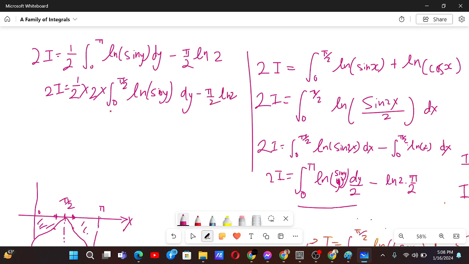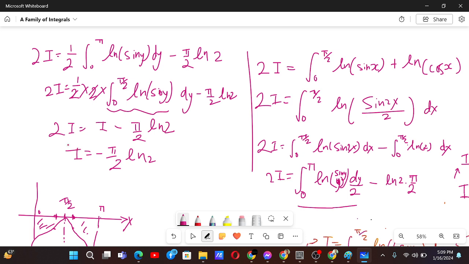Now this integral is just I, as you can see here. This is because this one and the other one, the ln cos y, were assumed as I. So 2I equals, the 2 cancels out, I minus pi by 2 ln 2. So I equals minus pi by 2 ln 2.